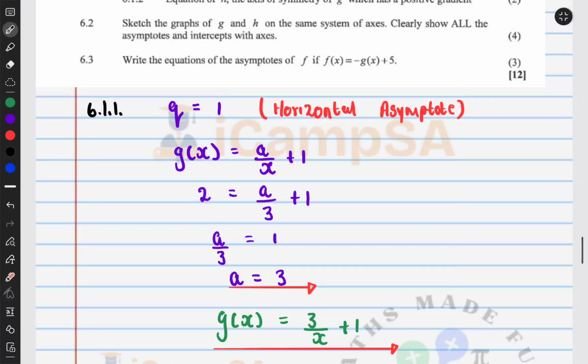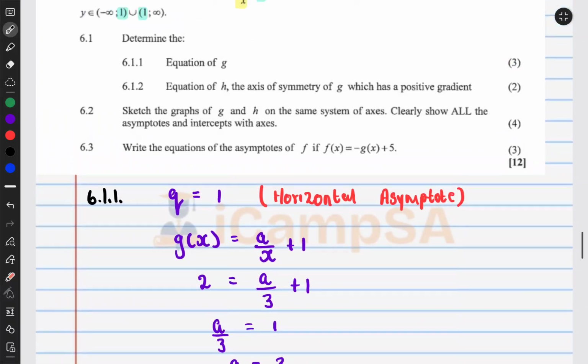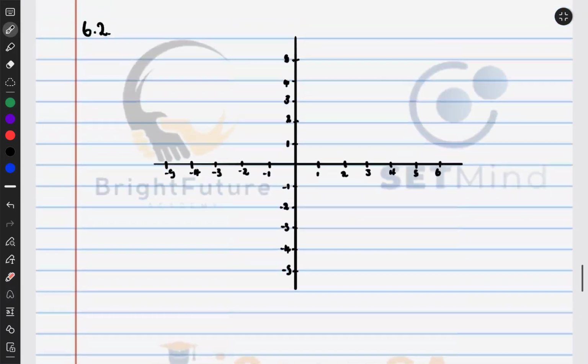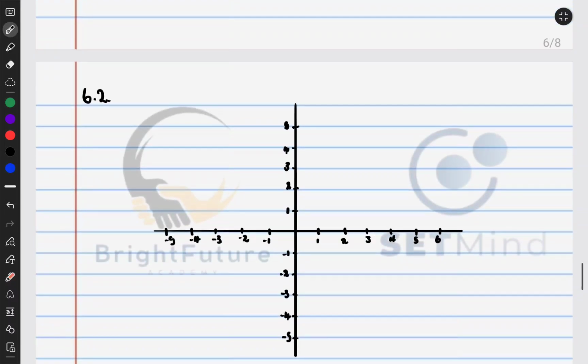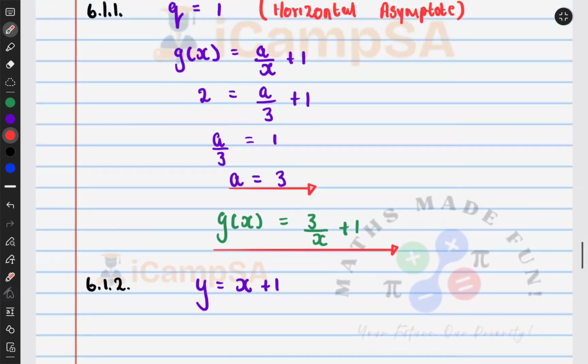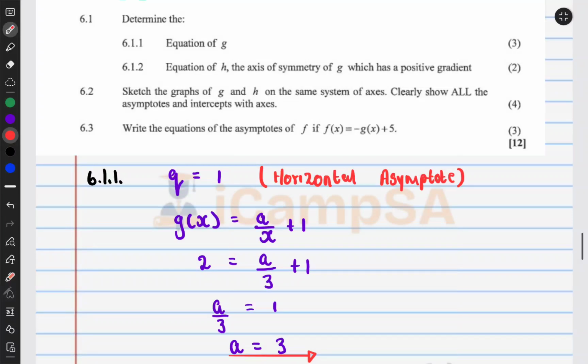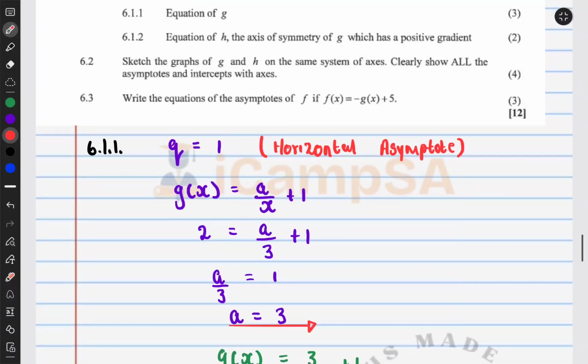Okay, let's sketch our function. We start with the asymptote, which is y is equal to 1. So our asymptote will be here. Y is equal to 1. Okay, clearly showing all the asymptotes.